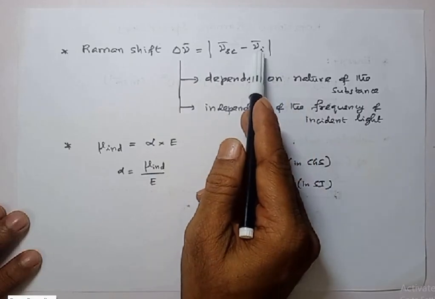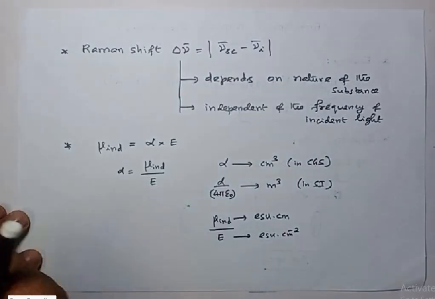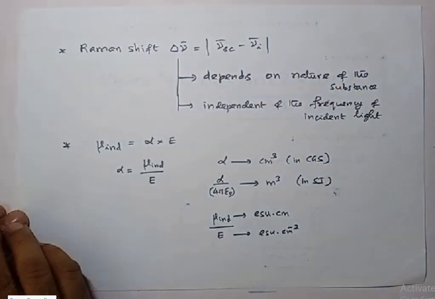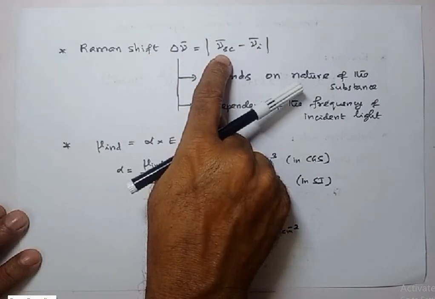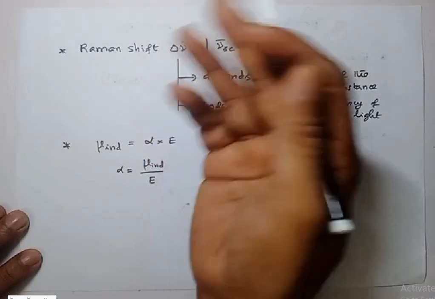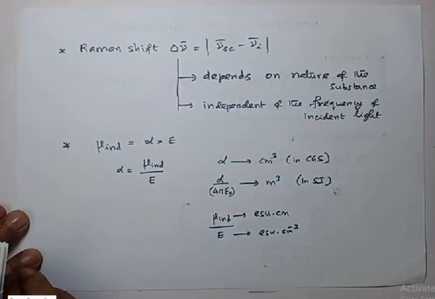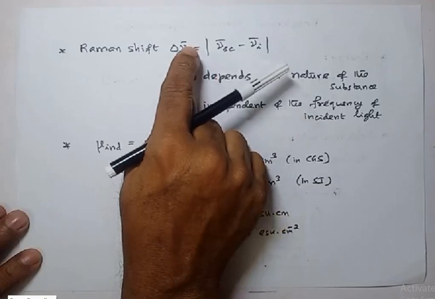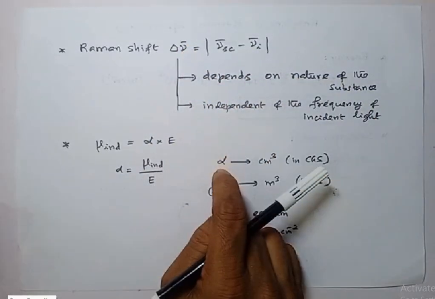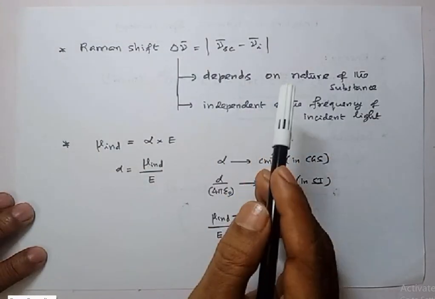Sometimes instead of incident radiation, people call this excitation radiation. Okay, excitation radiation, all are one and the same thing. So the Raman shift is scattered frequency minus incident frequency. This difference may be positive or negative, but we usually take the magnitude. And remember, the Raman shift depends on the nature of the substance.